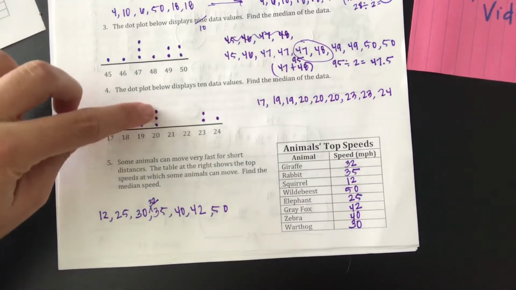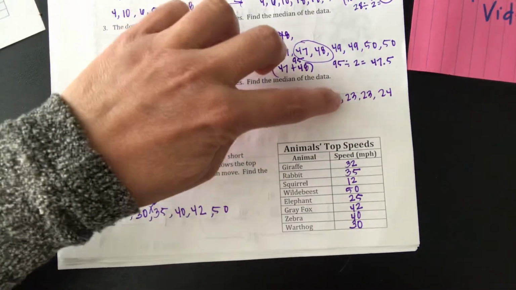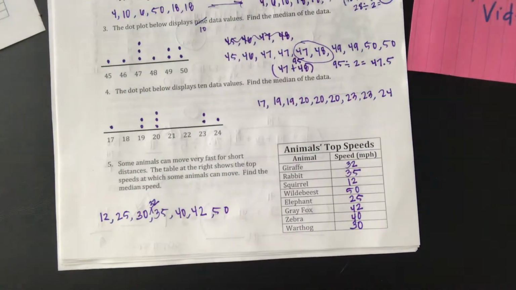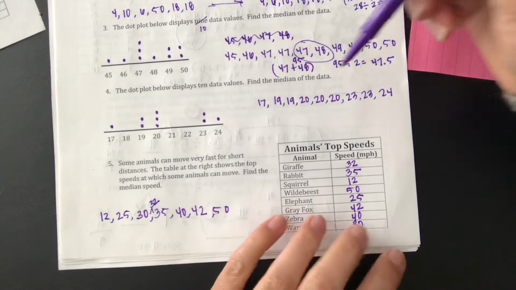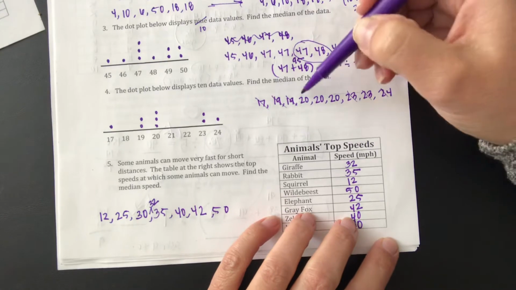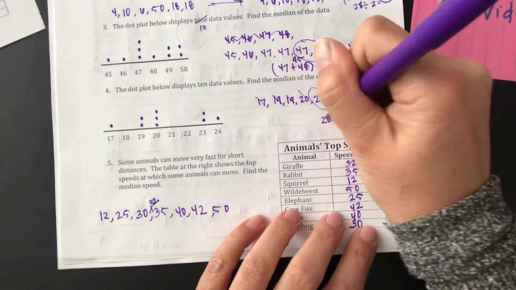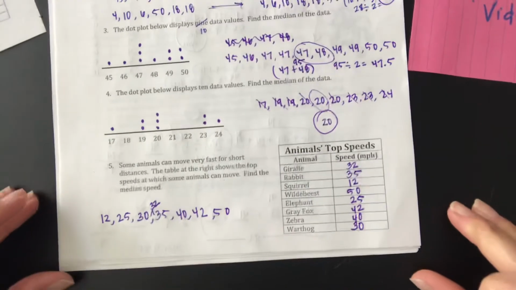1, 2, 3, 4, 5, 6, 7, 8, 9. 1, 2, 3, 4, 5, 6, 7, 8, 9. Good. I know that when it's odd, it's going to work out easier. So I'm going to go 1, 2, 3, 1, 2, 3, 1, 2, and again, I'm left with 20 right in the middle there.